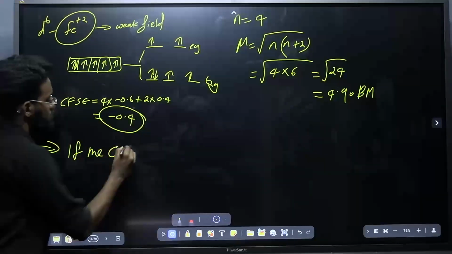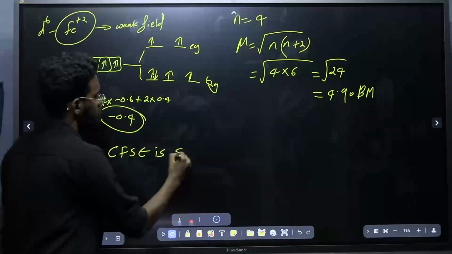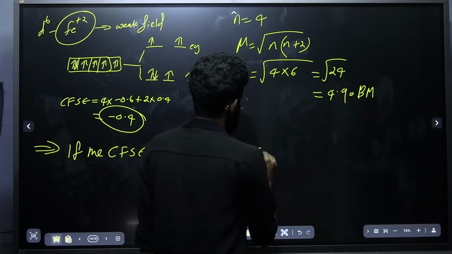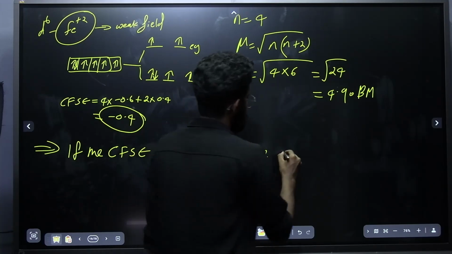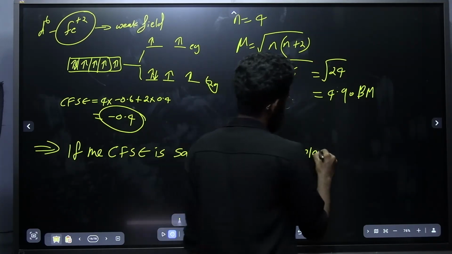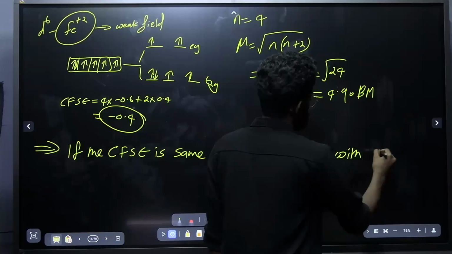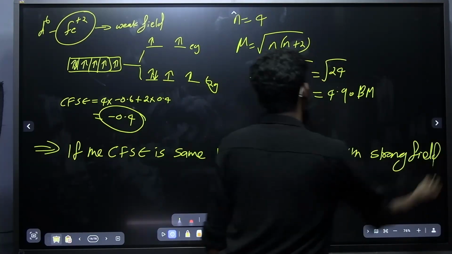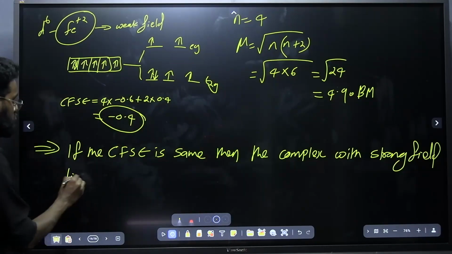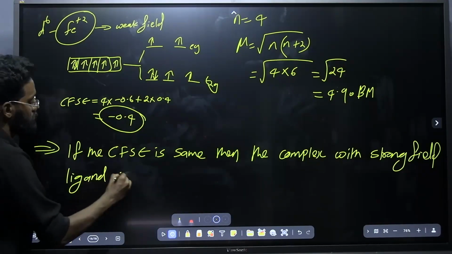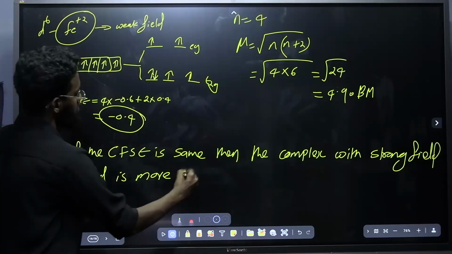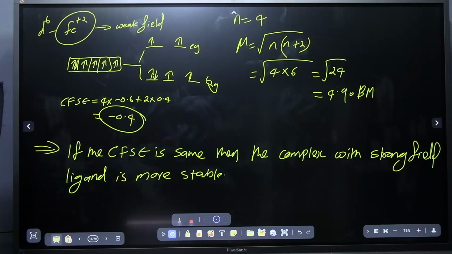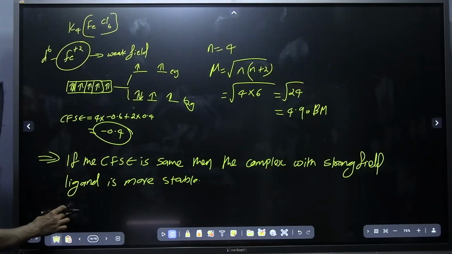If the CFSE is same, then the complex with a strong field ligand is more stable. If the CFSE is same, then the complex with a strong field ligand is more stable. That you can just note it down.